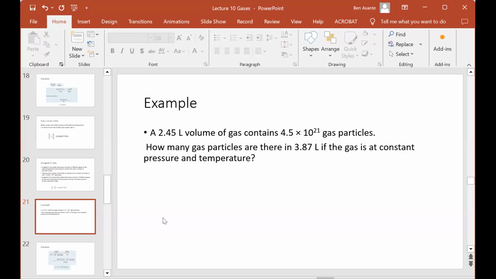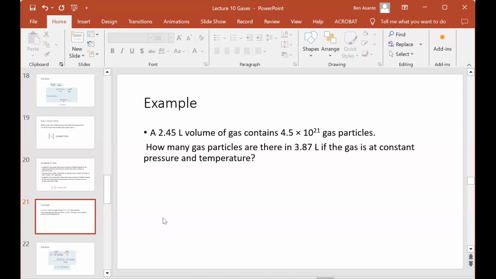If the volumes are the same, then you could have 4.5 times 10 to the power of 21 particles. If the first situation has 4.5 times 10 to the power 21 gas particles, and another instance is 4.5 times 10 to the power 21 particles, and V1 is 2.45, then V2 will also be 2.45 when pressure and temperature are kept constant. You get it? So those are the laws. Learn the laws very well so that you apply them when needed.